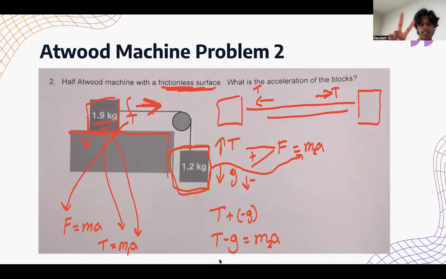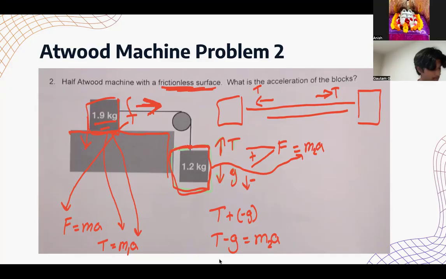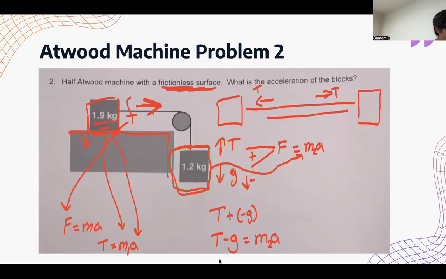Do you guys get the second one as well? Could I get some yeses or thumbs up? m1 is 1.9 and m2 is 1.2. Yes, yes. So whenever there's multiple forces acting on the same object, you just want to add them up, right? And I think that's the trickiest part about these types of problems, adding up all the forces that could be acting on it, right? In this case, it's T minus G.